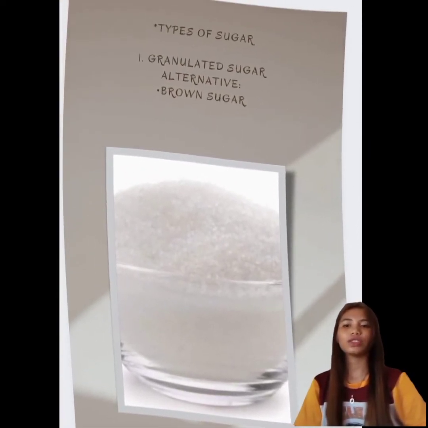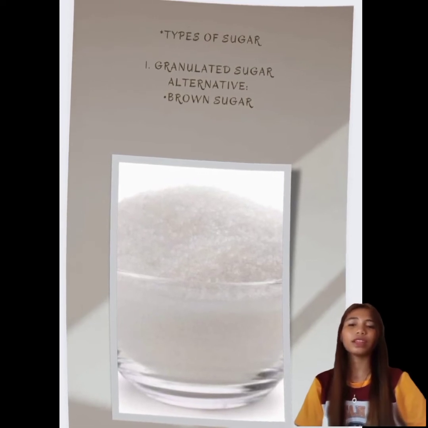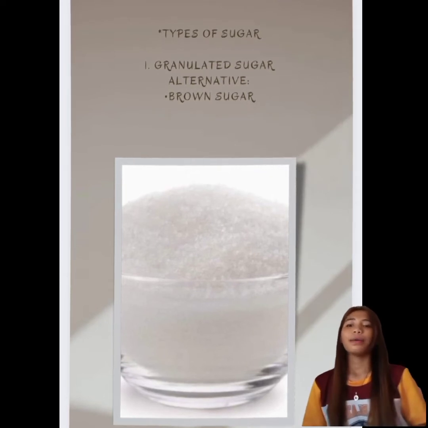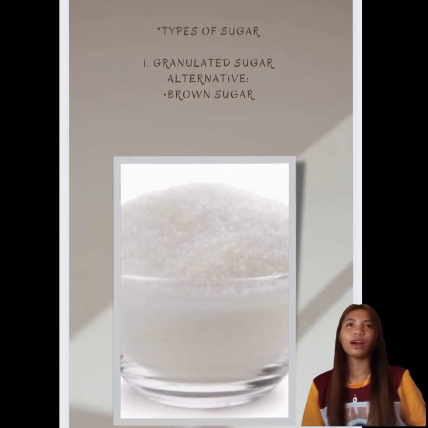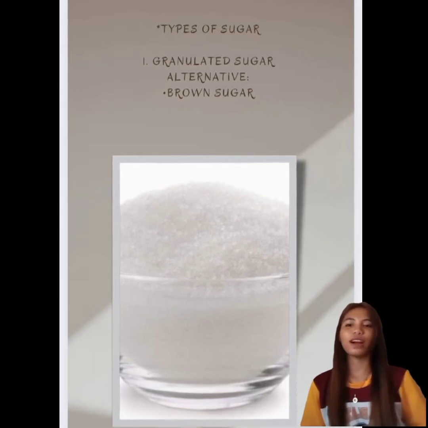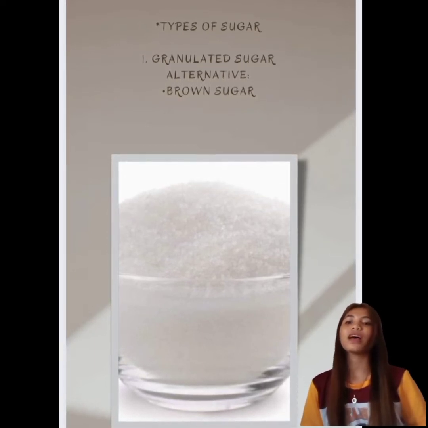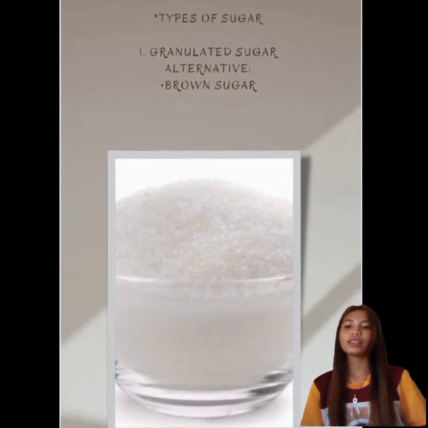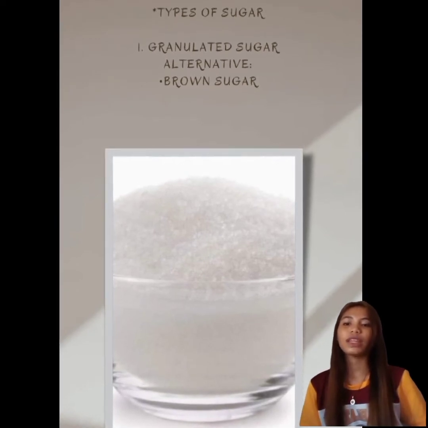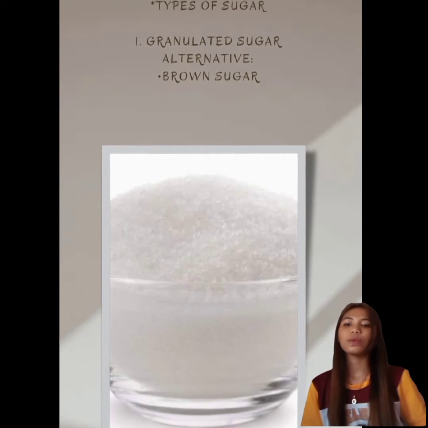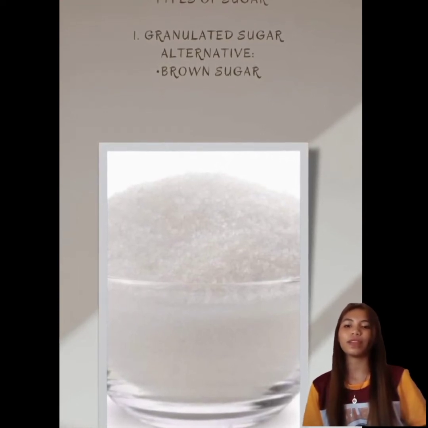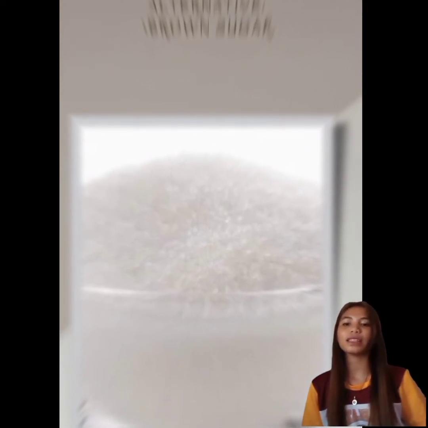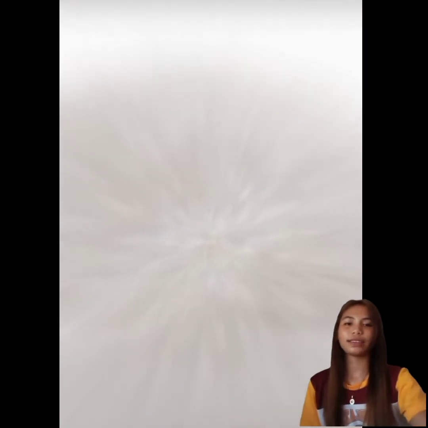Number 1, granulated sugar. The alternative of granulated sugar is brown sugar. So guys, if you don't have granulated sugar, we can use brown sugar because brown sugar is the simplest substitute for granulated sugar. You can use light or dark brown sugar as a 1:1 substitute. It makes for darker, denser baked goods with a more caramel or molasses flavor, which is wonderful for classic chocolate chip cookies but less desirable for delicate cakes.